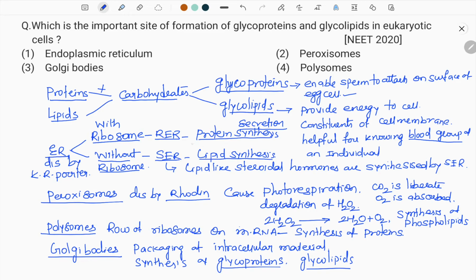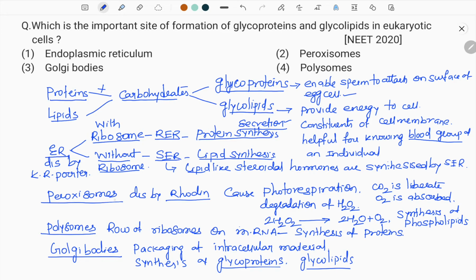Apart from that, I usually call rough endoplasmic reticulum RER. The RER is helpful for secretion, and SER is helpful for lipid-like steroidal hormones synthesized in animal cells. This is the endoplasmic reticulum. And coming to peroxisomes, they are enclosed by only one unit membrane.